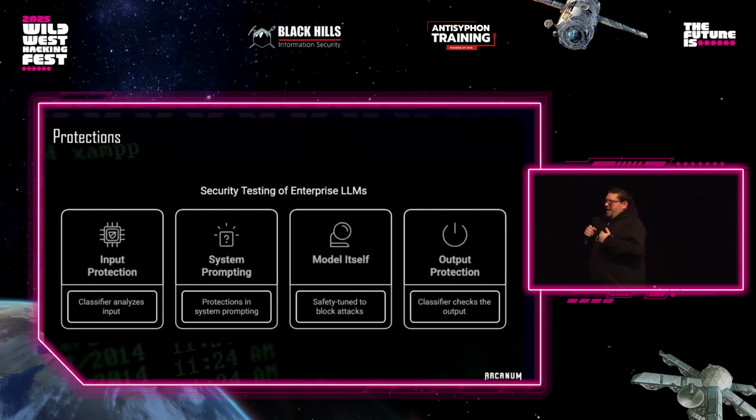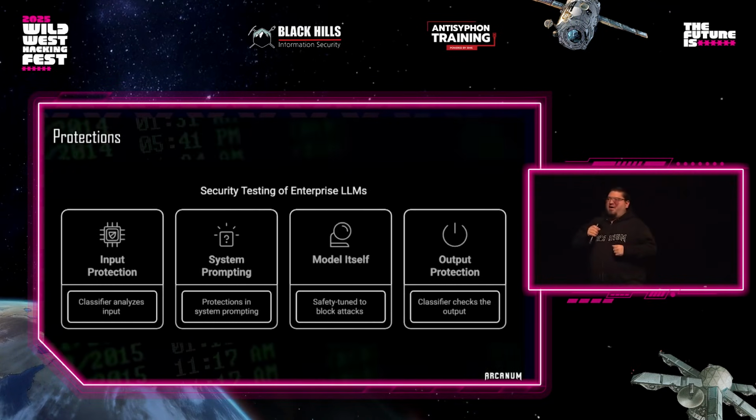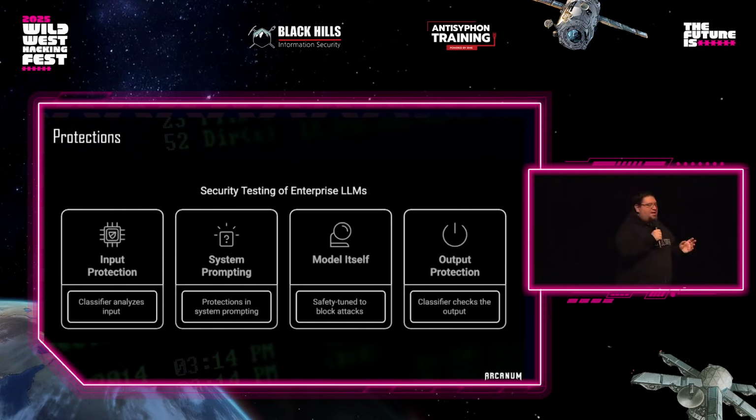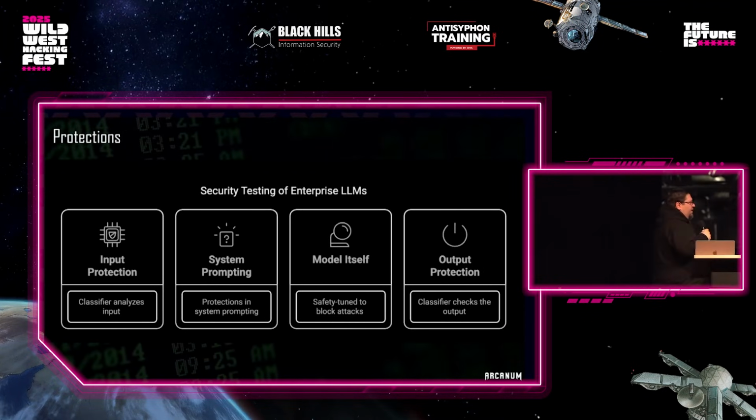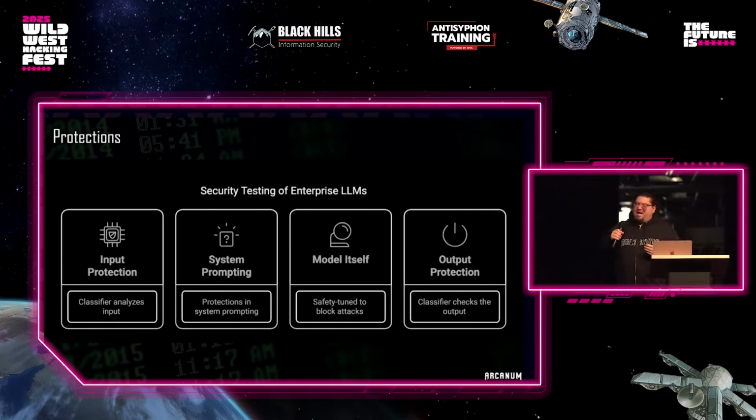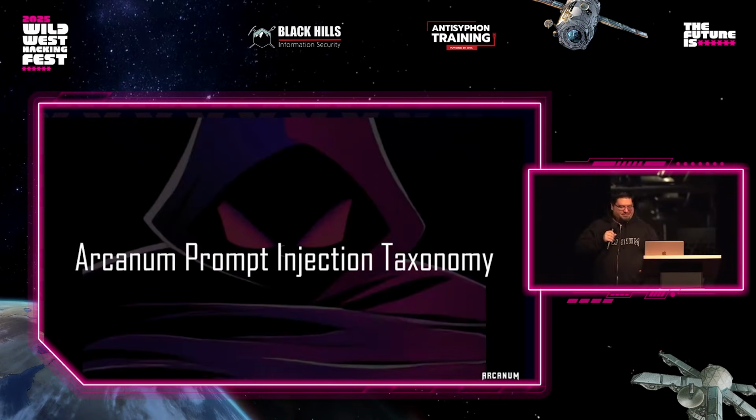And then you can also put output protection, a classifier, to look at the return to the user and see if it checks out and is supposed to be doing what it's doing. So these are the types of protections you'll see in this game. Now, it is our job as pen testers and hackers to bypass this stuff.